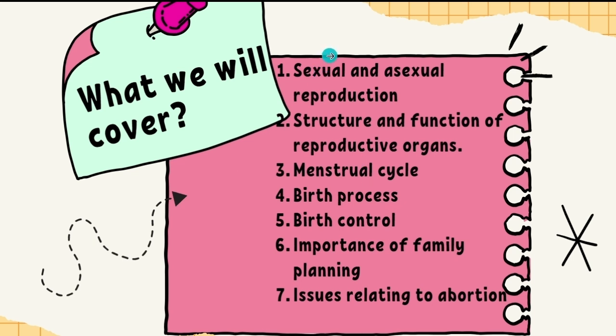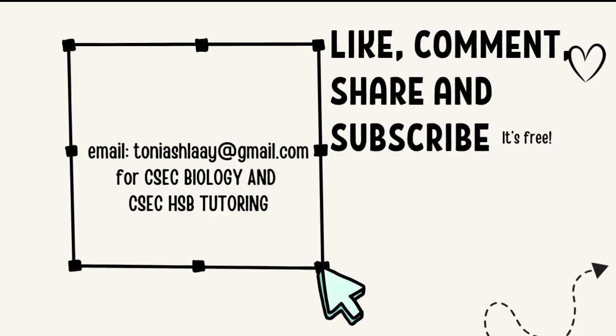So what you need to do is just know about these things: know the differences, the advantages and disadvantages, the structure and the functions. Be able to explain the menstrual cycle, or if you're given a diagram, be able to interpret it. Know the birth process, the different methods of birth control, the importance of family planning, and then the issues relating to abortion, right? So these are all of the topics that we went through today.